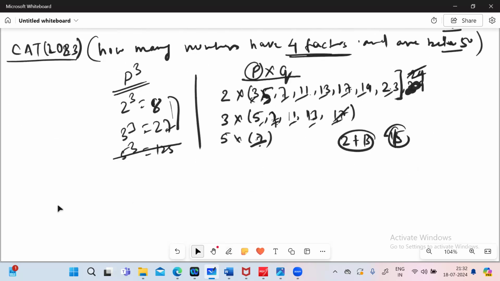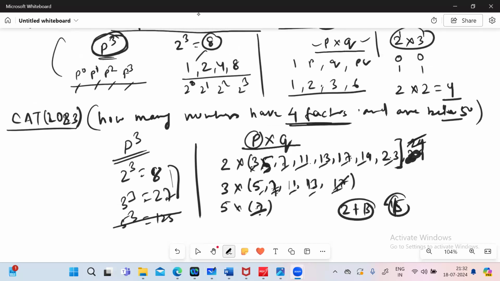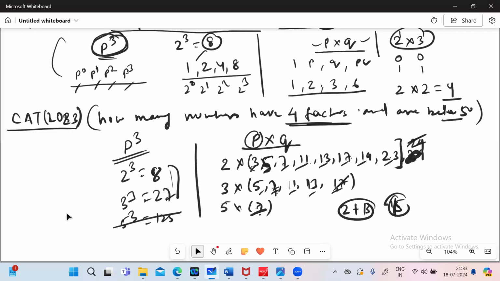So did you get that point? Everyone who's willing to appear for CAT, now you can see how concepts help in solving questions. Okay, Priyambada, Yaskant. Yes, sir.